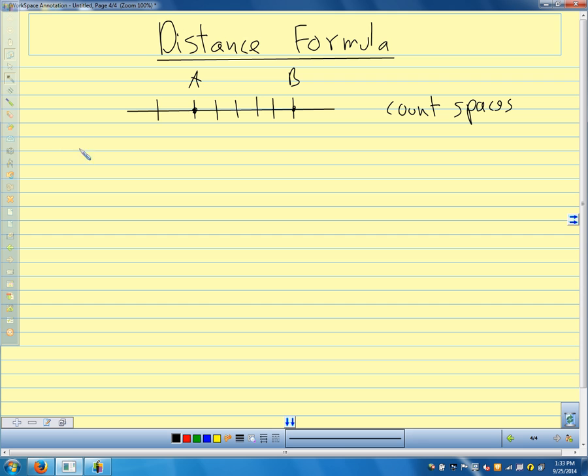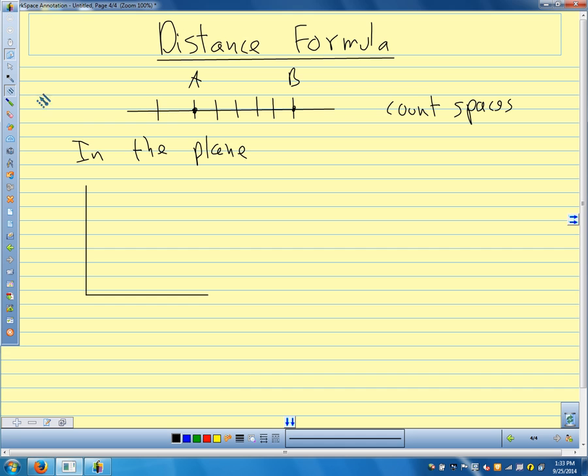If we're in the plane, it's a little more complicated. So same picture that we talked about before. We have our 2 points here and a segment connecting them. We can't just count spaces along this line. It doesn't quite work that way. But we have a nice formula that works if we have these points in the plane.